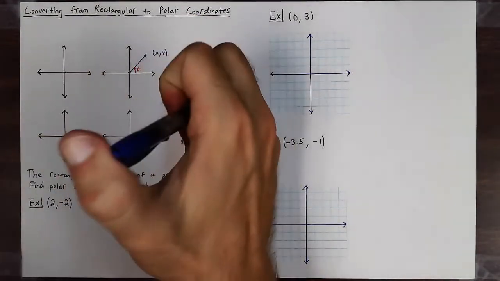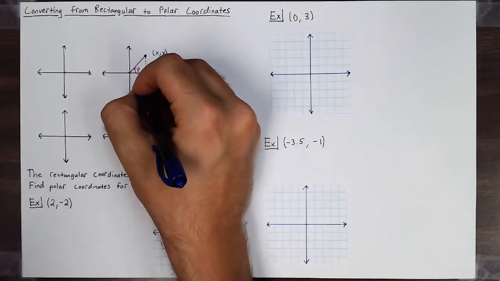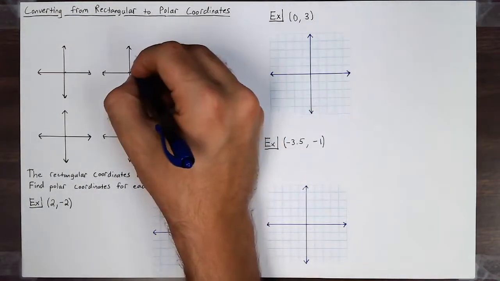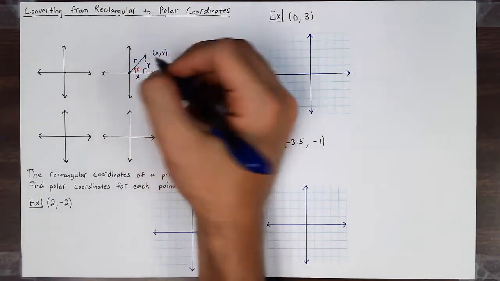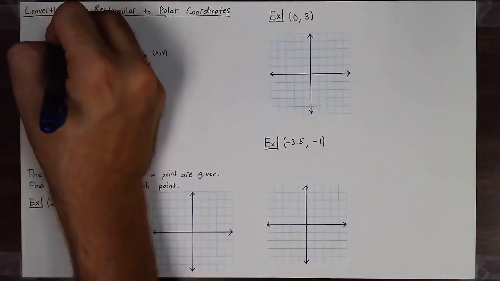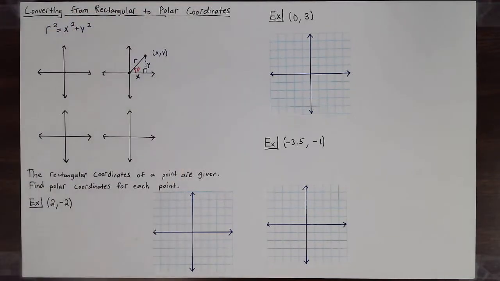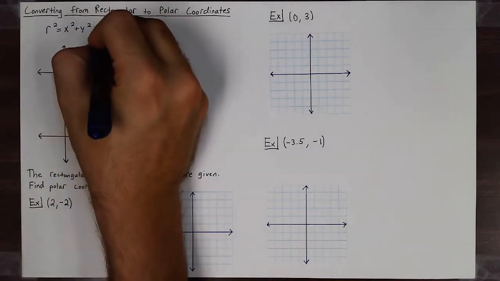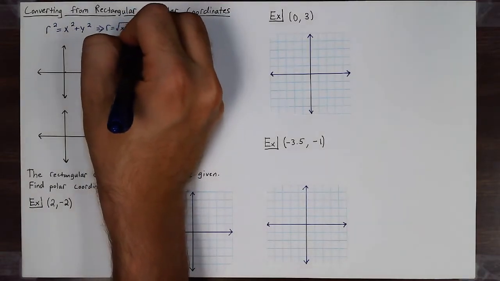If I were to drop a vertical line, I would have the bottom side of the right triangle be x, the opposite side be y, and the distance from the origin to the point will be our radius. So already I can see that the radius can just be found using the Pythagorean theorem. So r squared is equal to x squared plus y squared. Or you can use the form r is equal to the square root of x squared plus y squared.